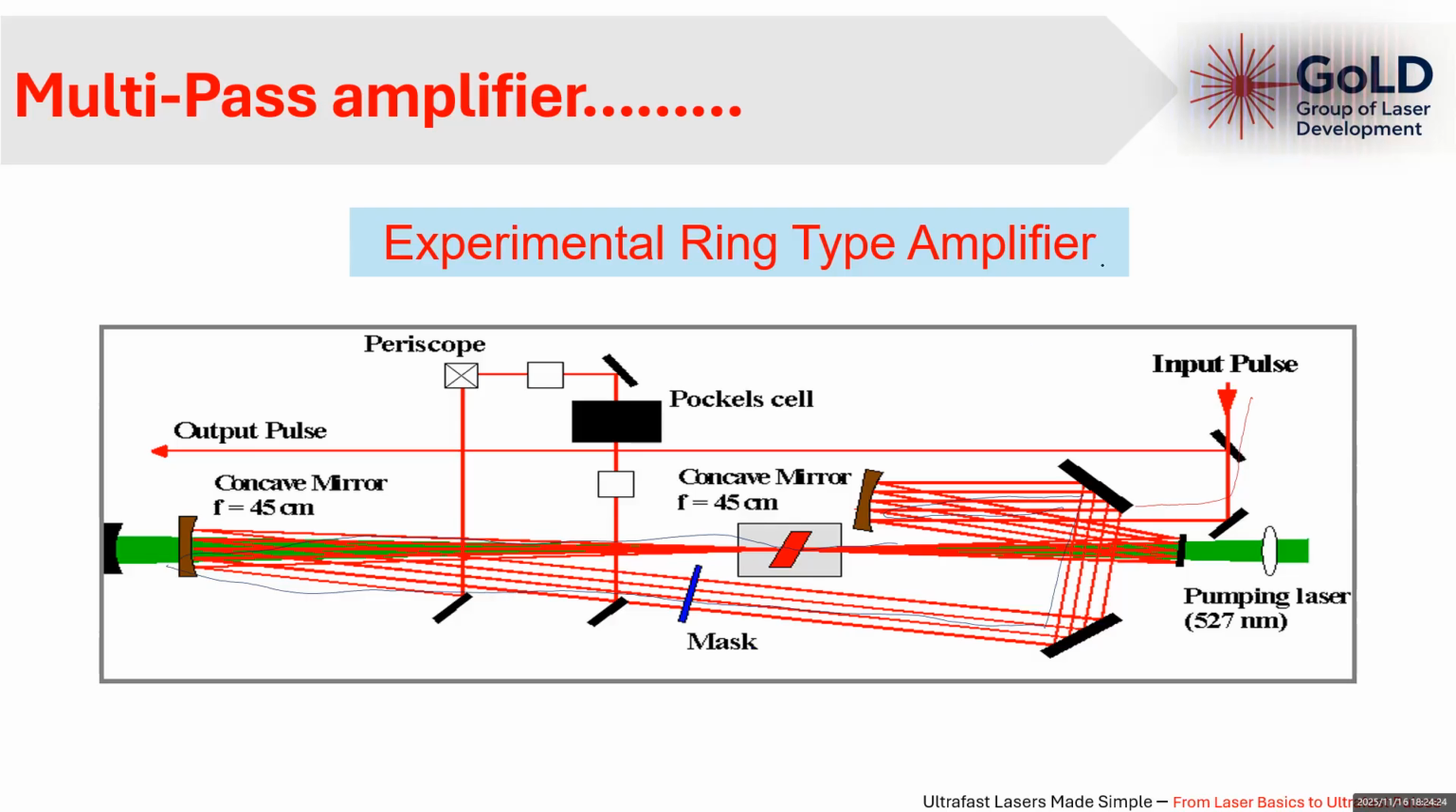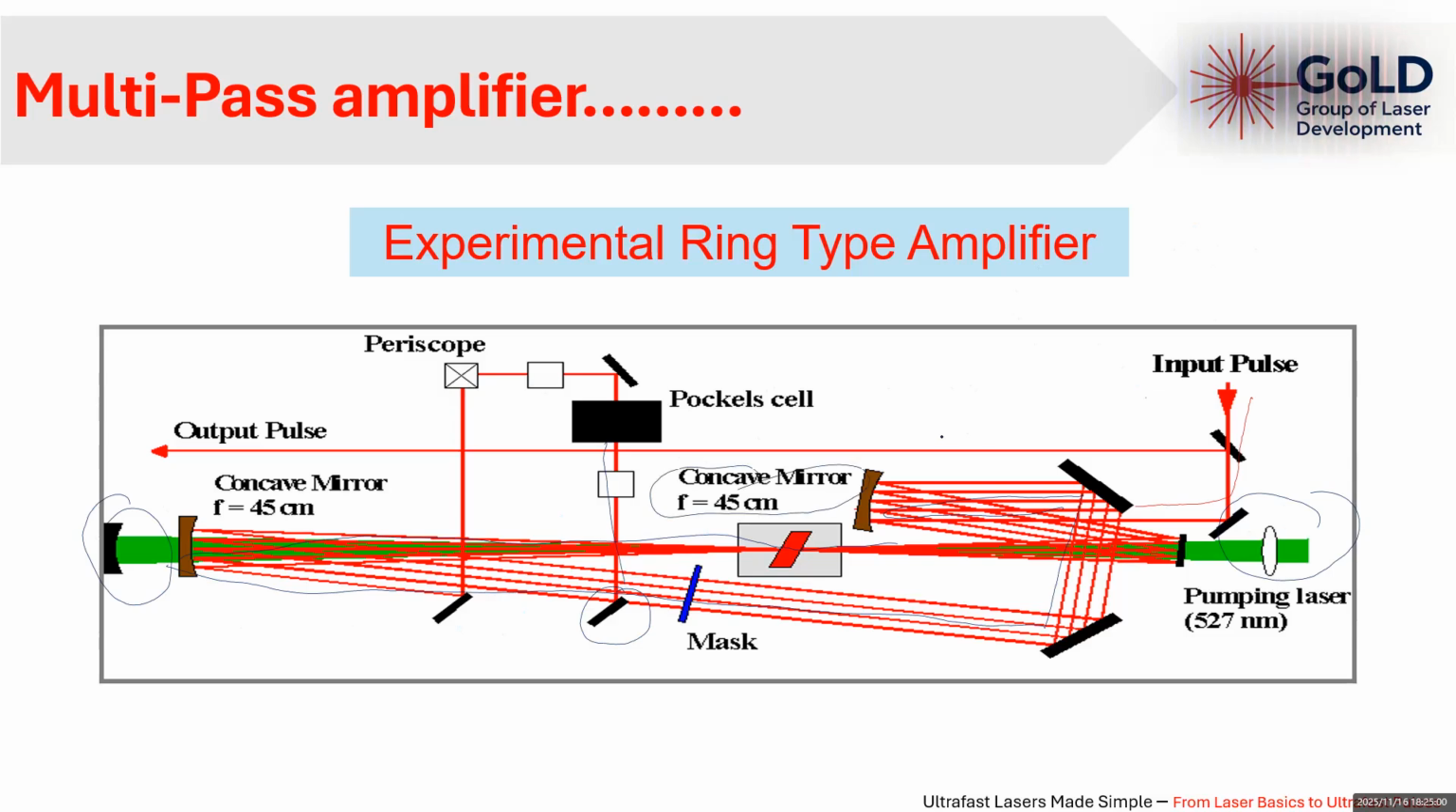You can see here this is the pump, and it pumps from both sides. Sometimes it's from both sides, sometimes from one side. It depends on the configuration. Here is the input, and here you take the beam out. It depends on what configuration we have. These are the exact parameters of the amplifier.